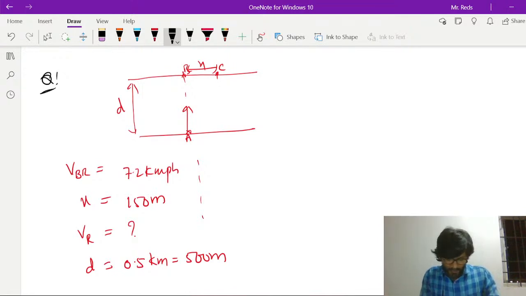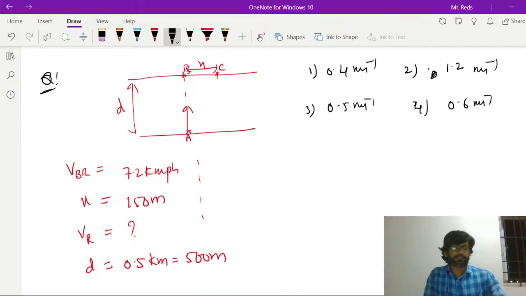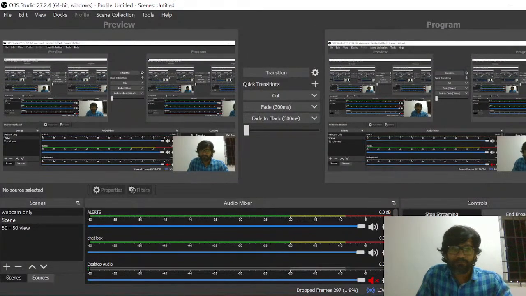So let me give you the options also. The first option is 0.4 meter per second. Second option is 1.2 meter per second. Third option is 0.5 meters per second, and fourth option is 0.6 meters per second. Yes, guys. Let's try this.